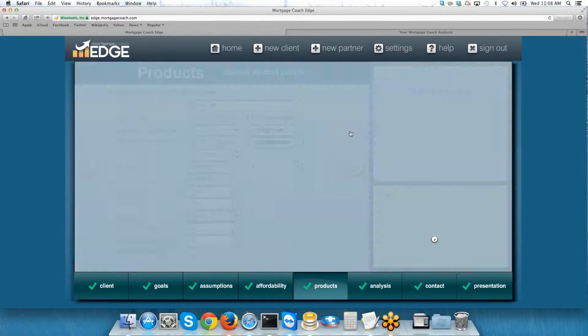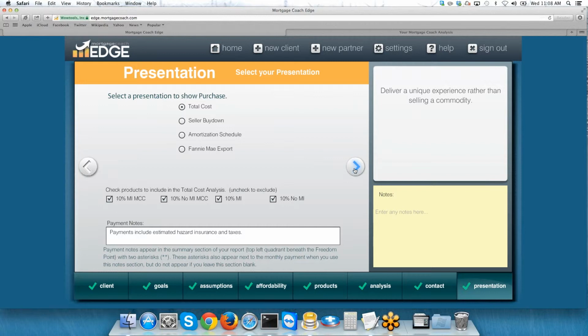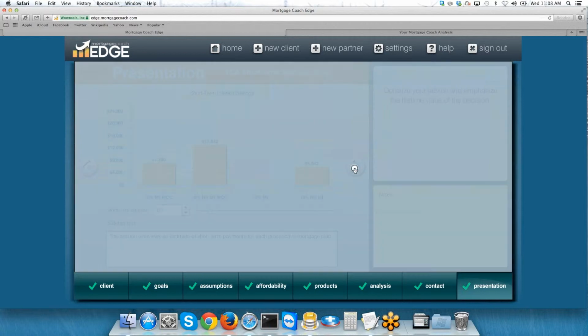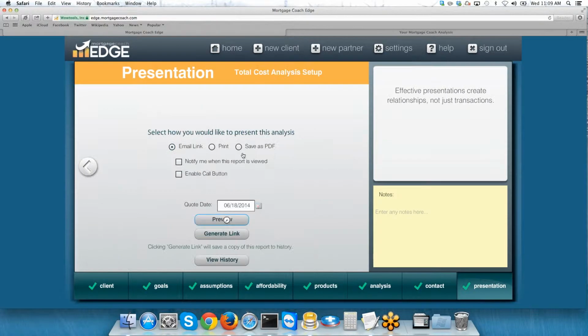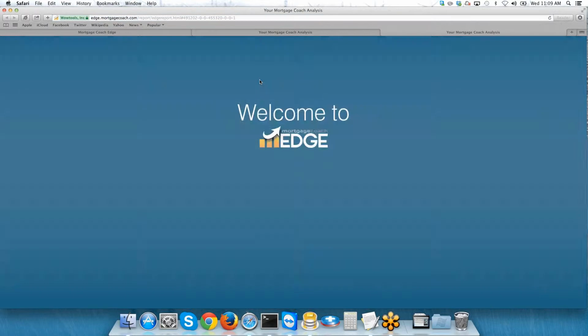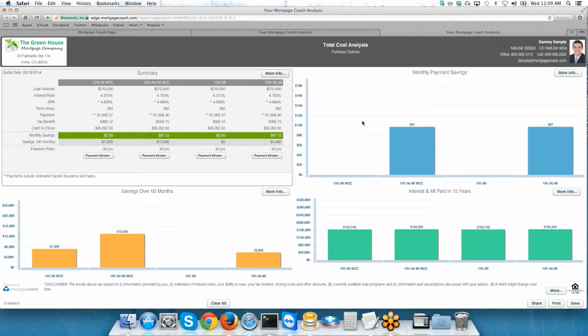Now let's take a look at what this looks like on the live report. All right, so you can see that the 10% down, no MIs, they're identical in terms of their payment. And so are the 10% down with MIs. The MCC tax credit is not factored into the monthly calculation. It is, however, factored into the tax benefit.